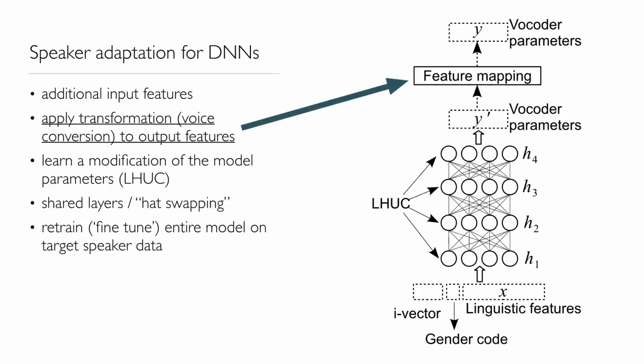The second very easy approach is we can do a feature mapping at the output. This is very similar to voice conversion, just a feature mapping problem. If you do not want to change your neural network, you can simply train a mapping.